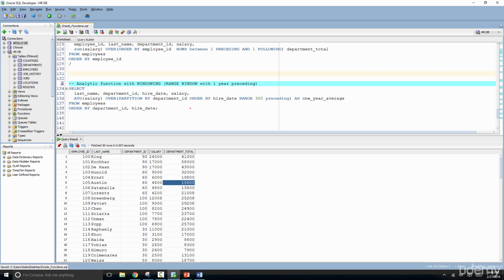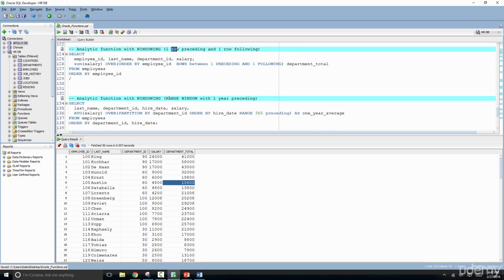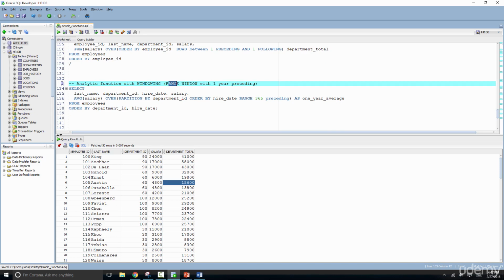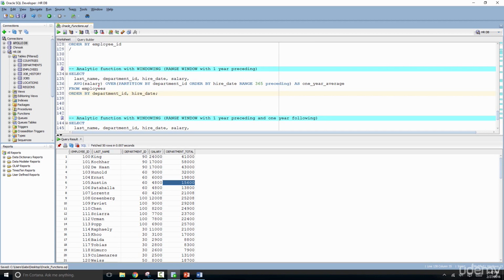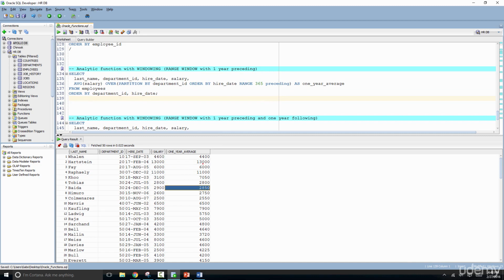The next example demonstrates the range window. So the previous one was the rows window, and the next one is the range window, which specifies the range of values within which you want to execute your function. And here we are saying, give me the average salary, partition it by department ID, ordered by the hire date, but this time only give me the average that includes the current person's salary and the salary of anyone who was hired 1 year before them. So if I run this statement, you'd see that it returns the average in a 1 year preceding window.